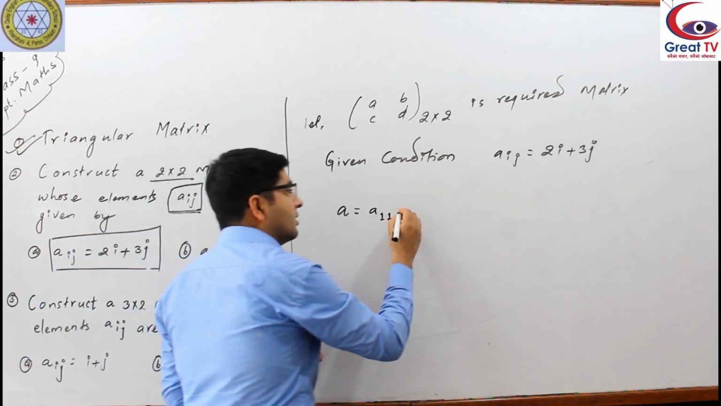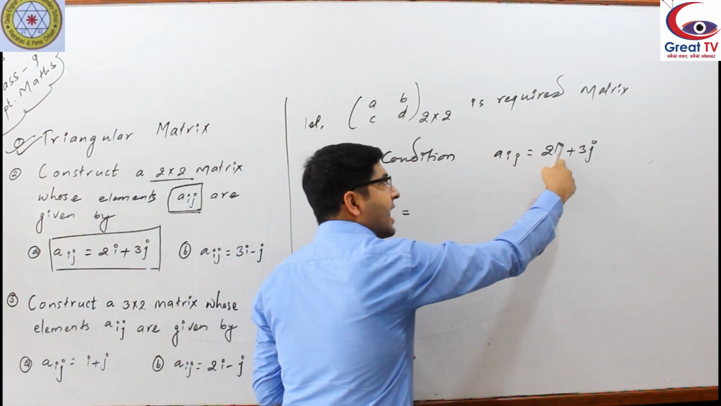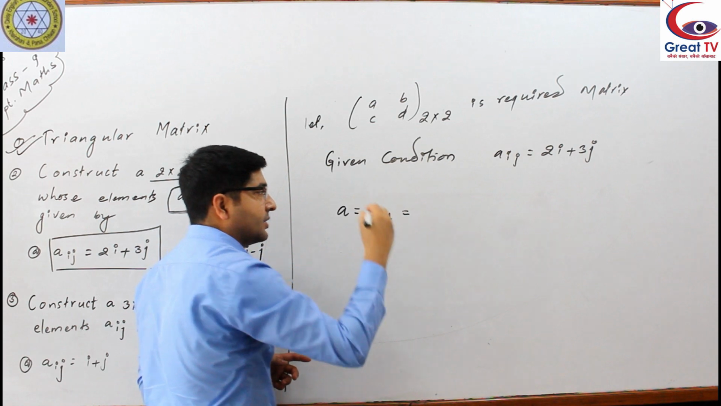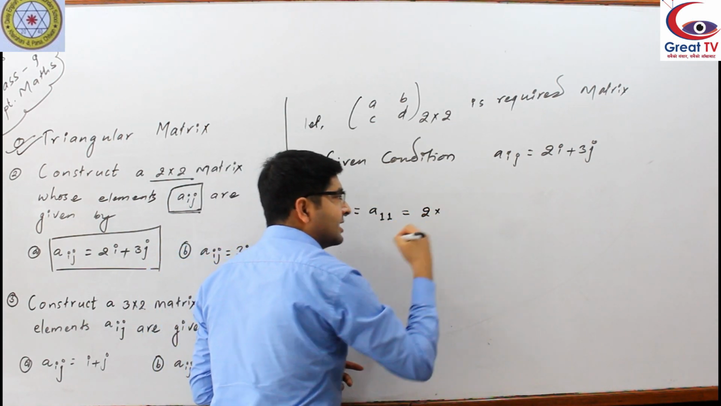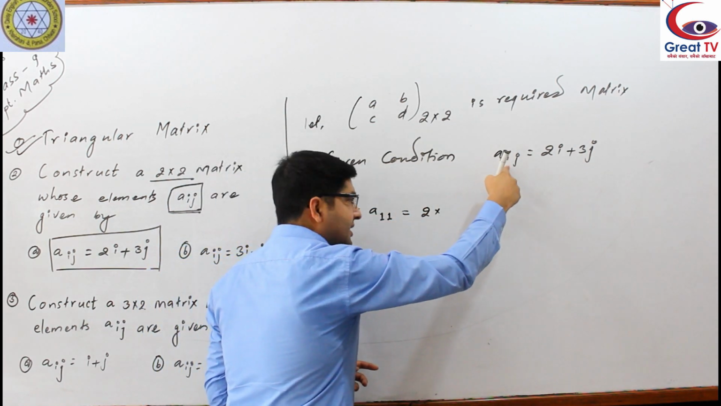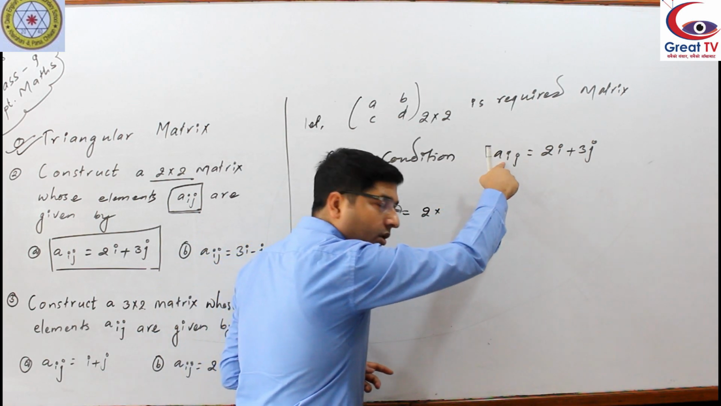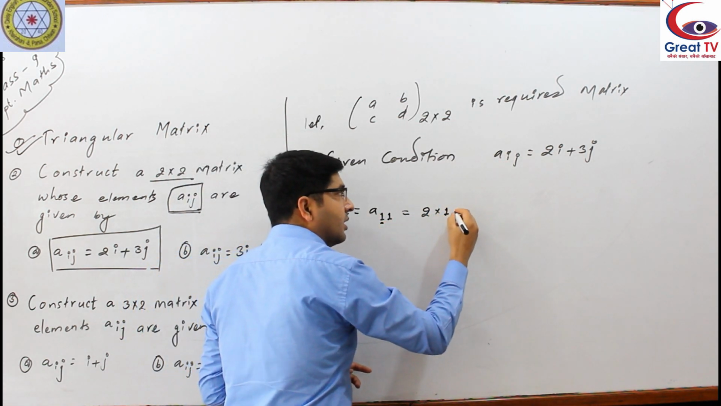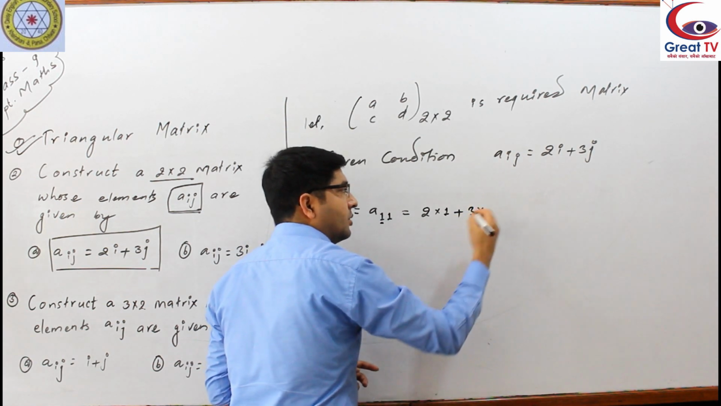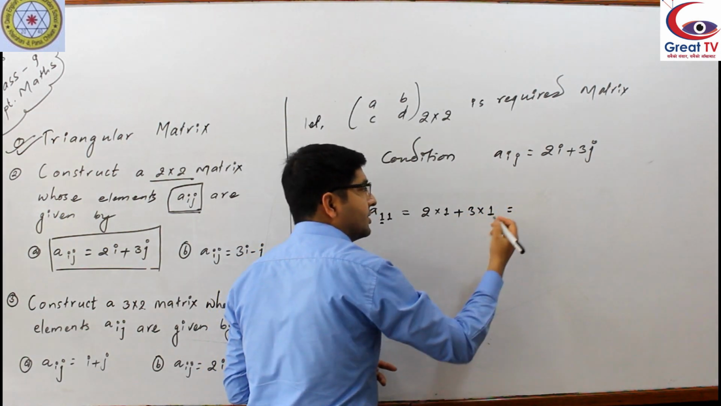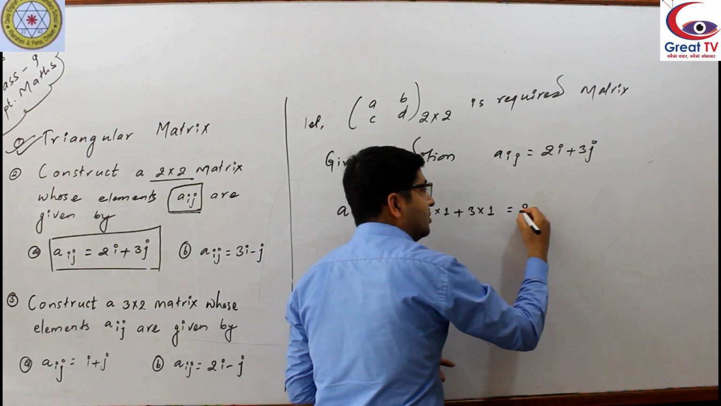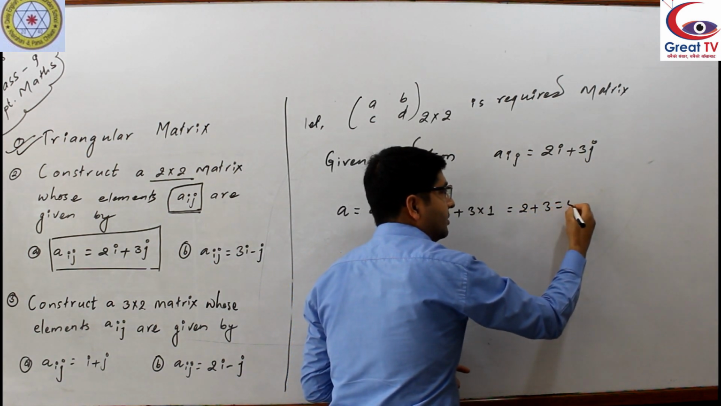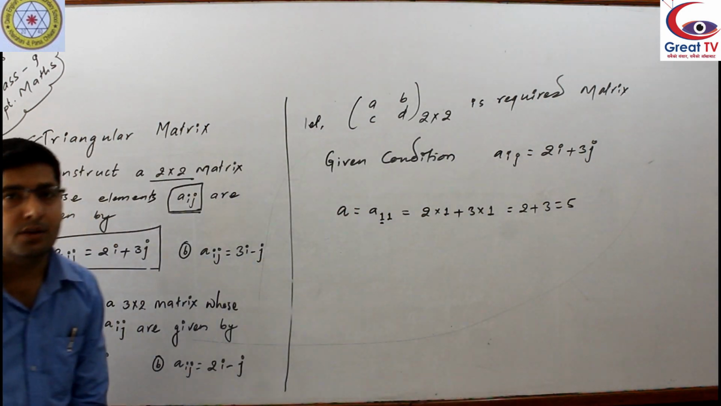Given condition is 2i plus 3j. 2 multiplied by i, first represents row, first row, 2 multiplied by 1 plus 3 multiplied by j, which is also 1. That is 2 plus 3, which is equal to 5. The value of A is 5.